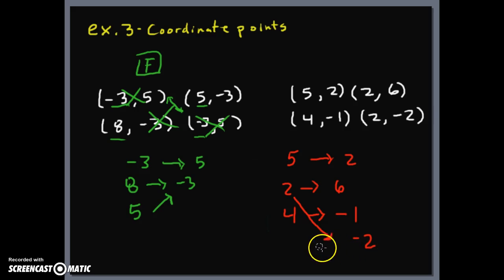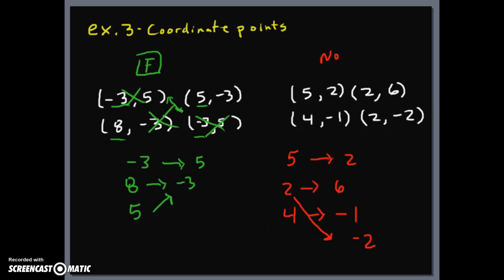So you can see in this example that this input of 2 has two different outputs. It's pointing to two different y values. It's pointing to 6, and it's paired with negative 2. You cannot have an input that is paired to two different outputs. So this is an example of a non-function.